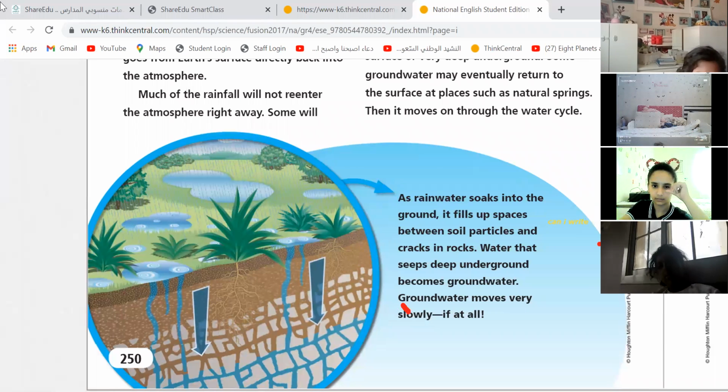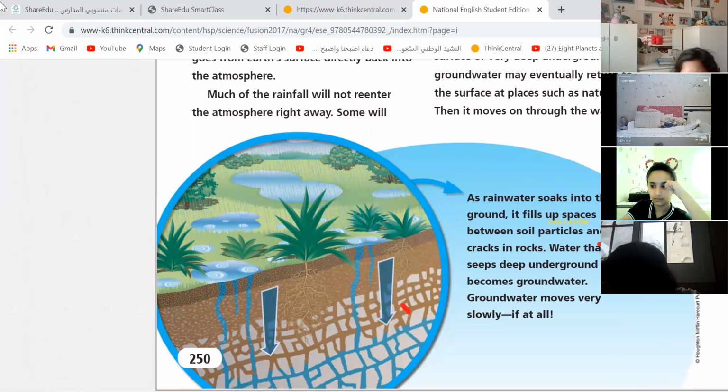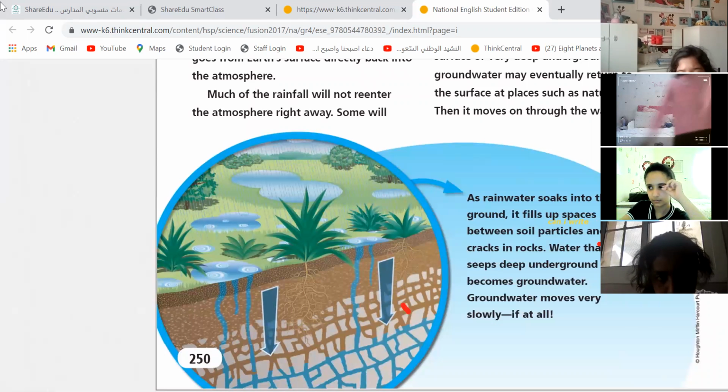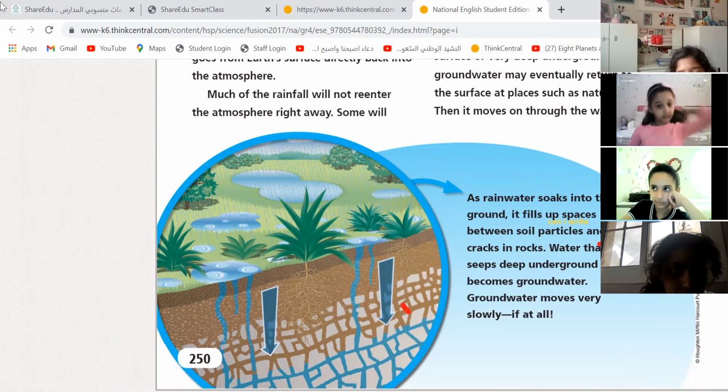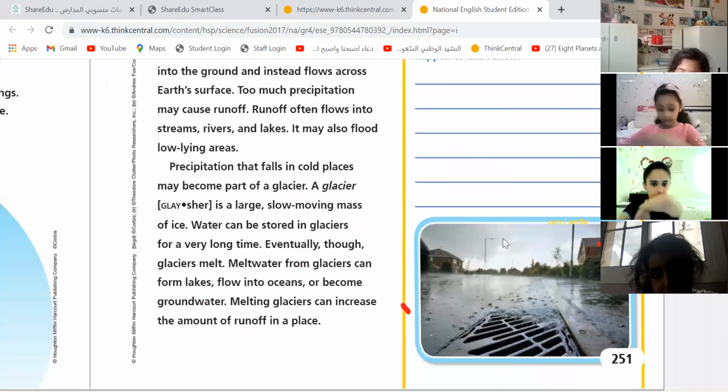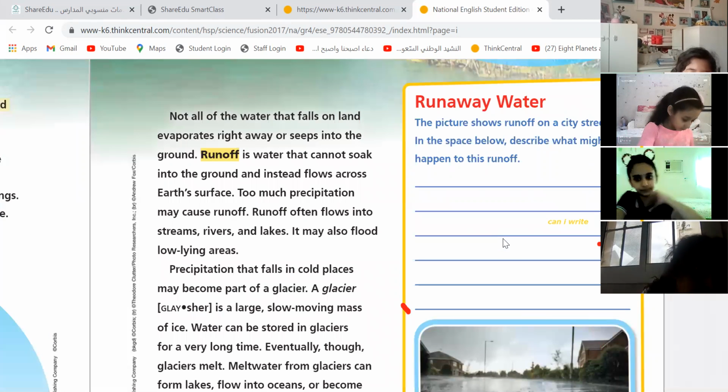Yes, exactly. Look at this picture. When water comes to the ground, it sneaks into the small holes and goes down deep, deep, deep into the soil and underground and becomes water underground. What about the runoff? What is the runoff?